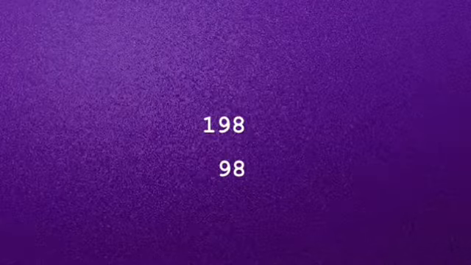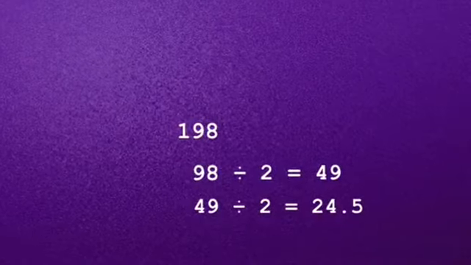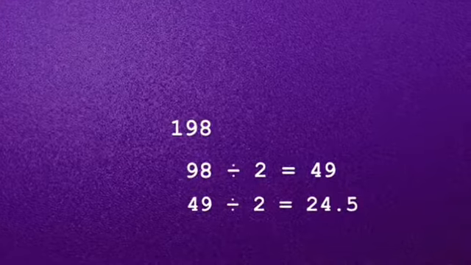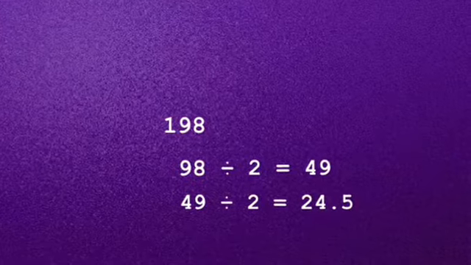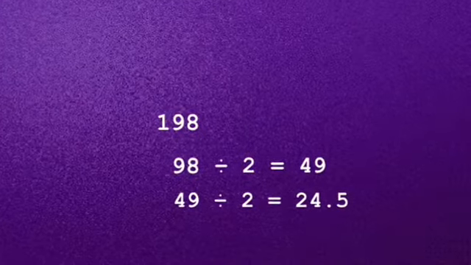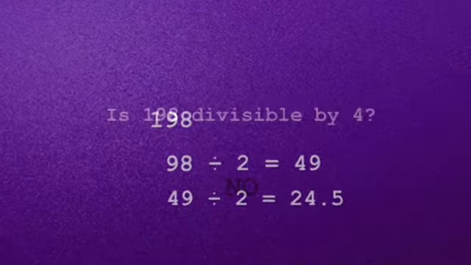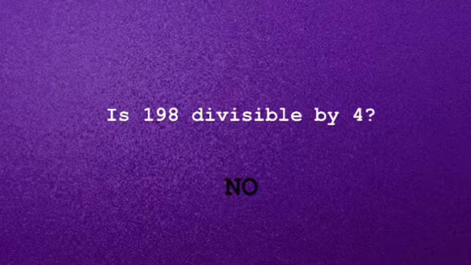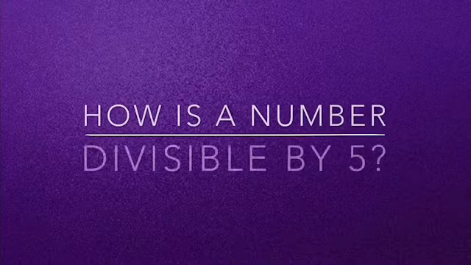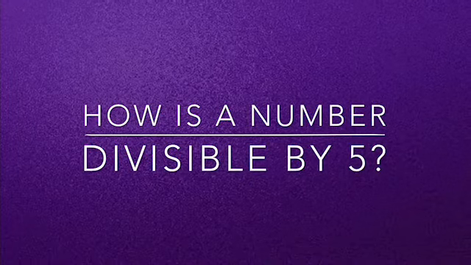Medyo may kalakihan yung last two digits, which is 98, para i-divide to ng 4. So what I'll do is, I'll divide it by 2 ng dalawang beses. And since the answer is 24.5, which is obviously not a whole number, I therefore conclude 198 is not divisible by 4. How would you know if a number is divisible by 5?